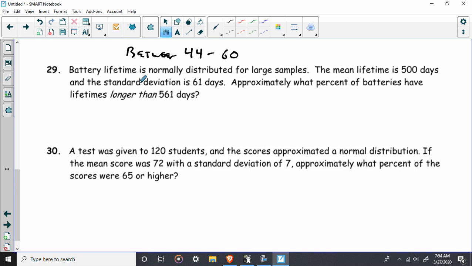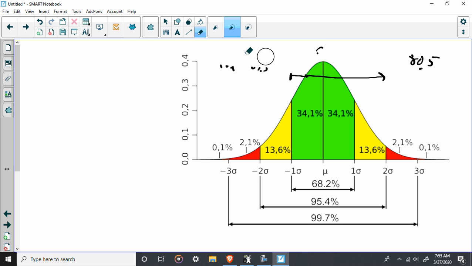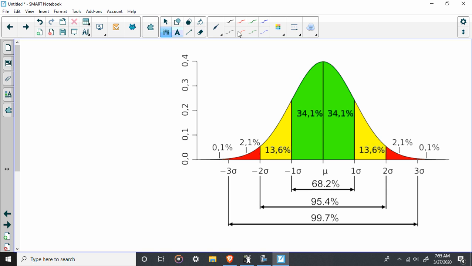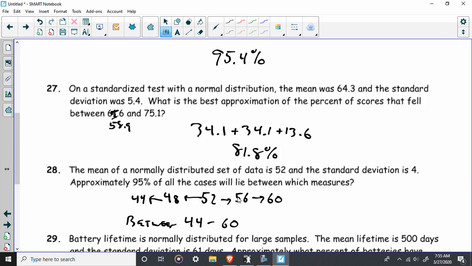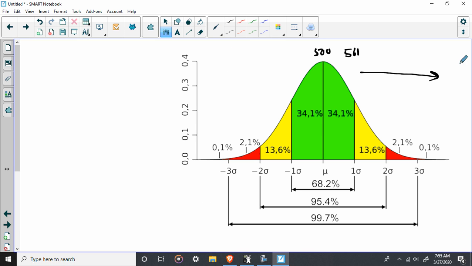It says battery lifetime is normally distributed for large samples. The mean lifetime is 500 days, with a standard deviation of 61. So again, 500 days with a standard deviation of 61. And they wanted to know what percentage would be out here. Approximately what percent of batteries have a life longer than 561 days? Okay, so again, they want to know this out here.